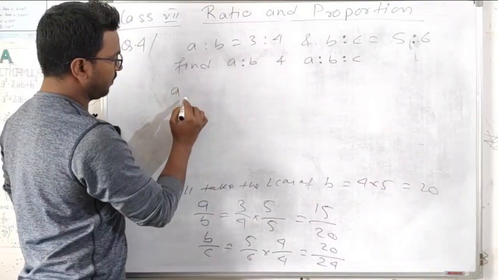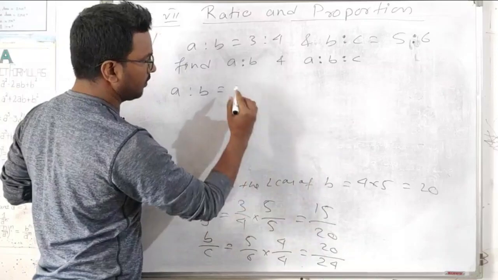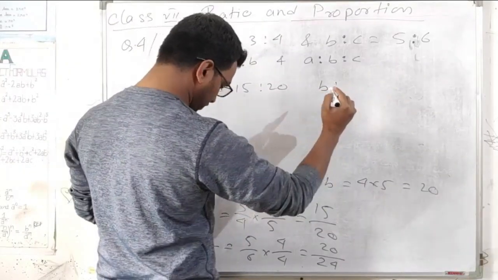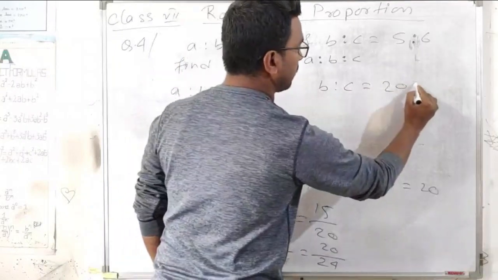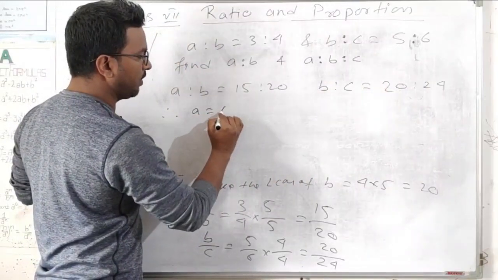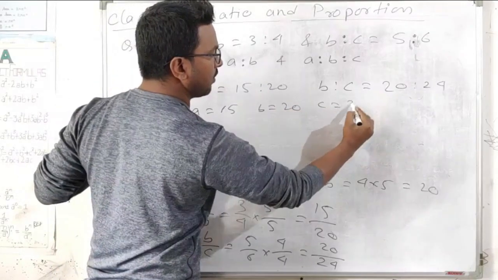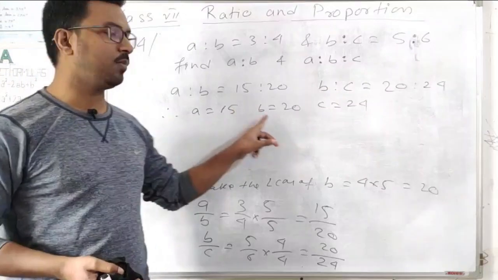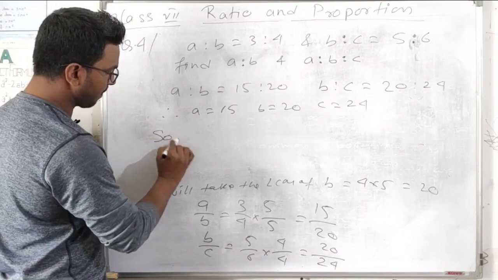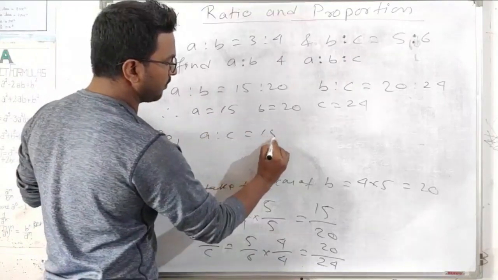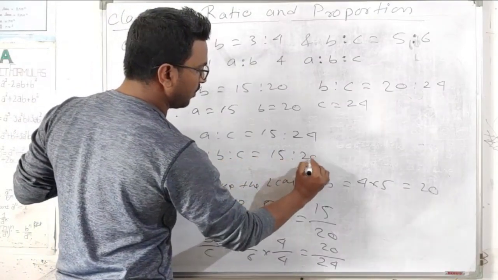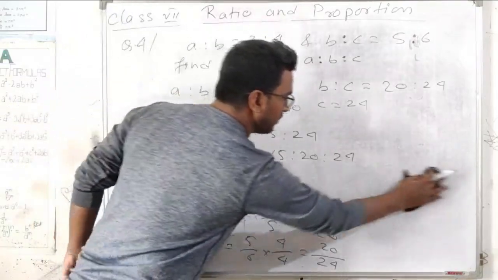Now here A is to B equals 15 is to 20 and B is to C is 20 is to 24. Now you see the value of B is the same. So therefore A will become 15, B will become 20 and C will become 24. Fine. Once we find the values of A, B and C, we'll put them in. A is to C will become what? A is 15 and C is 24. Next, A is to B is to C will be 15 is to 20 is to 24, and that's our answer. Okay.